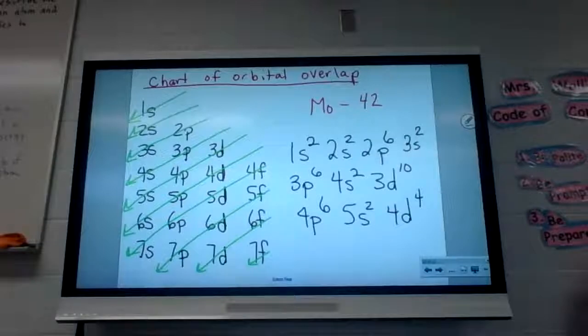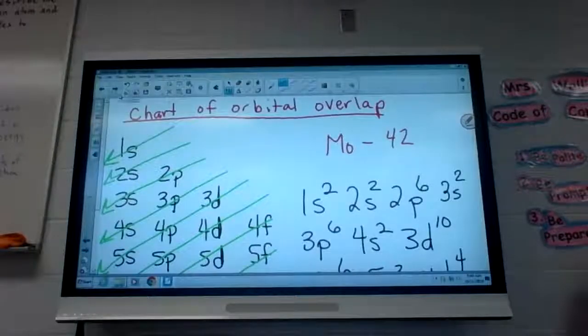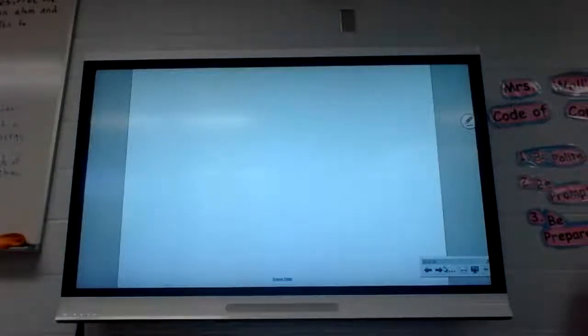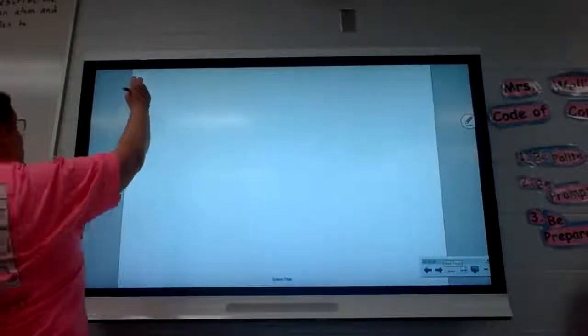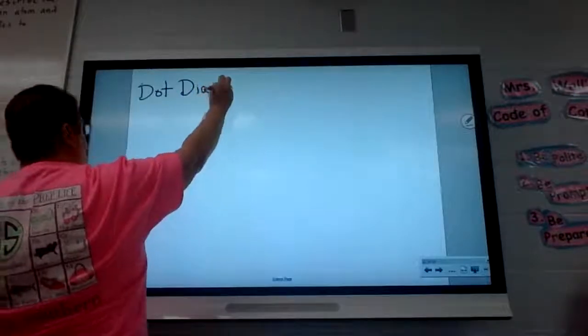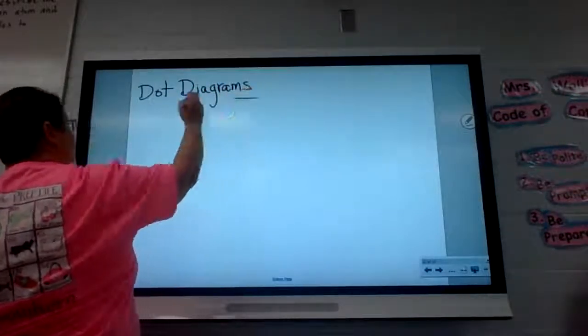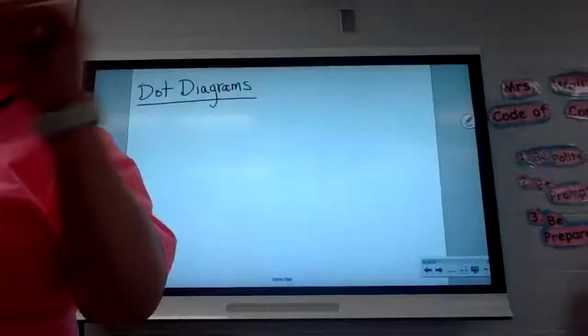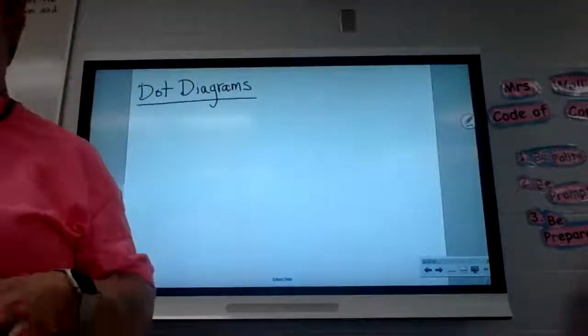All right, we good? I'll give you that to practice tonight. Rather than doing more of that right now, I want to start a little bit on dot diagrams to show you the difference. We won't have time to finish it. We won't even have homework on dots. It's still all electron configurations. This is a third type.